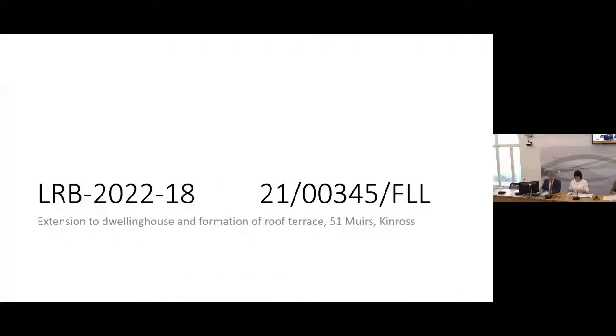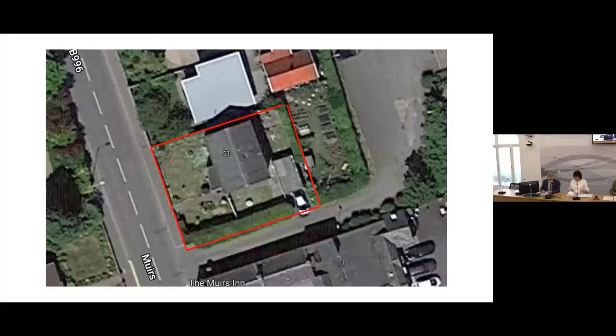Thank you, Chair. I'll take you through the pictures of the site first. You can see the house on the screen there is a detached house with the Muir Street to one side, an access road leading to the car park for the rugby club to the rear, and the Muir's Inn on the other side. On the north side is the church hall. The site is quite small.